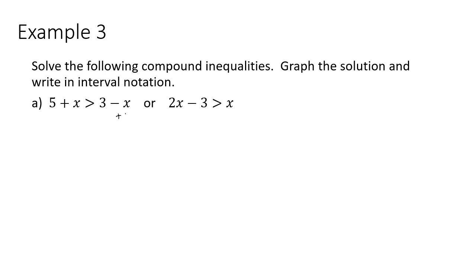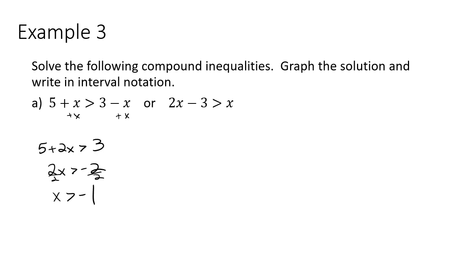For the one on the left, if I add x to both sides, we've got 5 plus 2x greater than 3. If I subtract 5, 2x is greater than negative 2, so if I divide by 2, we get x is greater than negative 1. The direction doesn't flip because I'm dividing by positive 2.